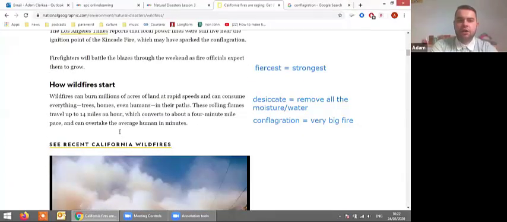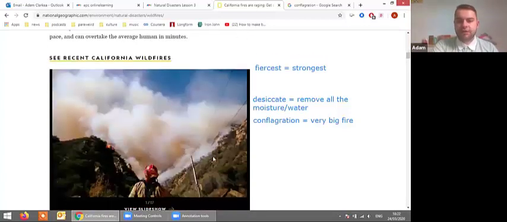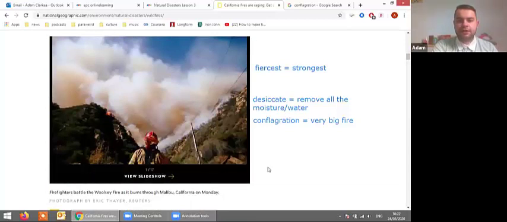How do they start? Wildfires can burn millions of acres of land at rapid speed and consume everything in their paths: trees, homes, humans. These rolling flames travel up to 14 miles an hour, which converts to about a 4-minute mile pace and can overtake the average human in minutes. So it's difficult to escape these wildfires.